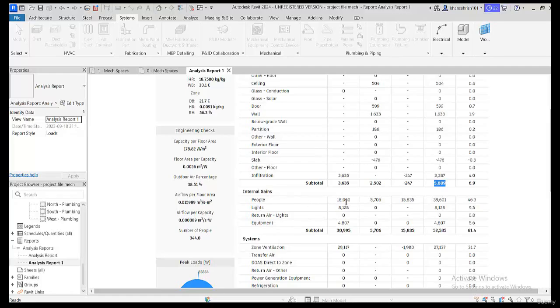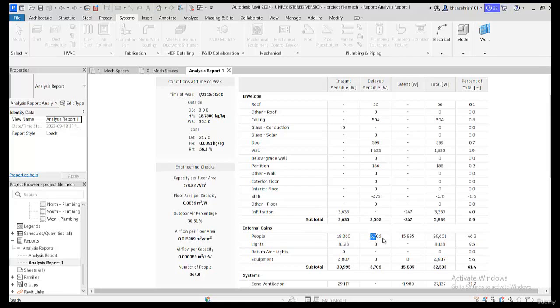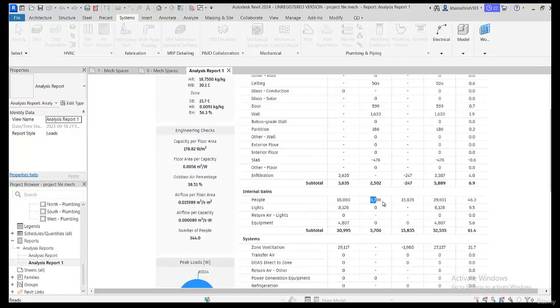People generate a total of 18,060 watt of sensible heat, 5,706 watt of delayed sensible, and 15,835 watt of latent heat. So the total heat generated by people is 39,601 watt, which means 39 kilowatt.